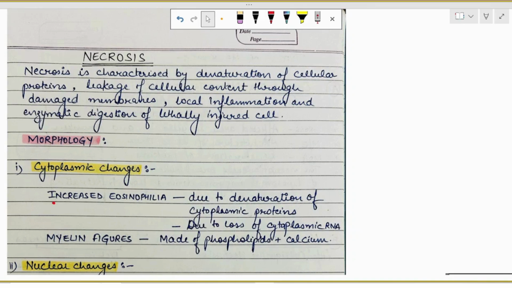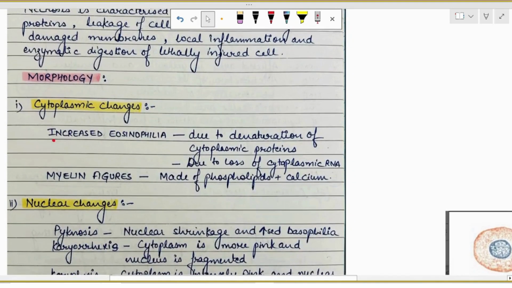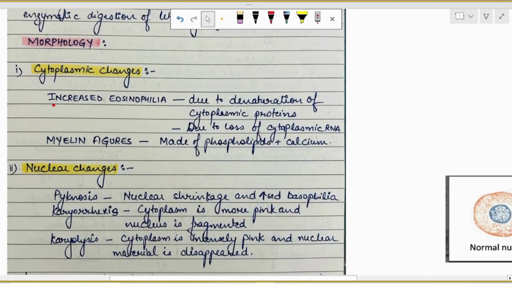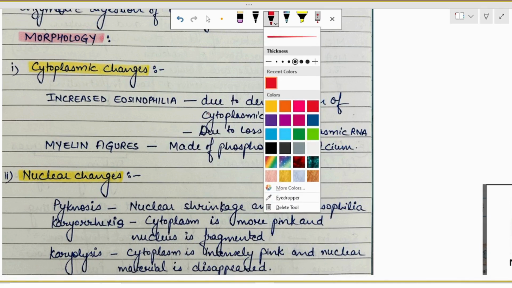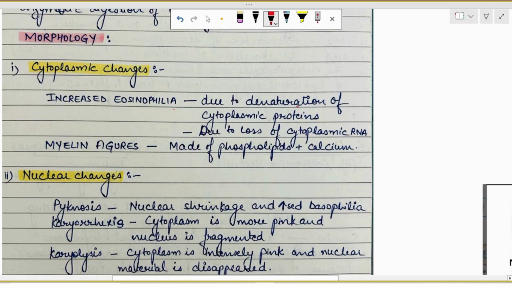How will necrosis morphologically appear to us? There would occur cytoplasmic changes and nuclear changes, obviously. So, what are the cytoplasmic changes that will happen? Cytoplasmic changes are increased eosinophilia of the cytoplasm, and that increased eosinophilia is due to denaturation of the cellular proteins and due to loss of the cytoplasmic RNA. These two factors will lead to increased eosinophilia of the cytoplasm.